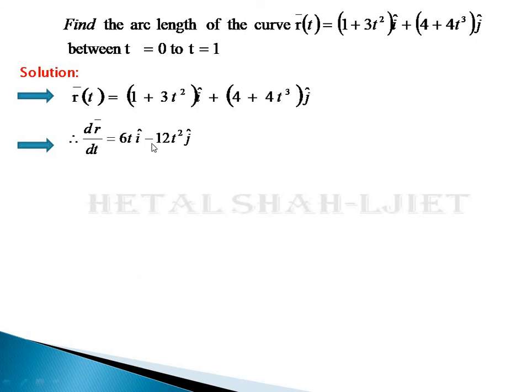So 6t i cap, and I have made a mistake here, maybe it is a plus sign here, so plus 12t square. This is not minus, this is plus 12t square. Okay, this is plus, students, remember this is a plus sign; by mistake I have written a minus sign here. So the modulus of this derivative is the square root of (6t) square plus (12t square) whole square.